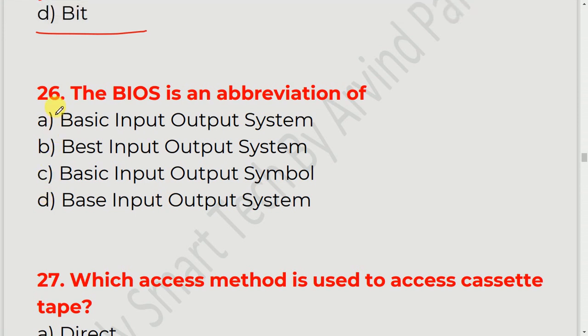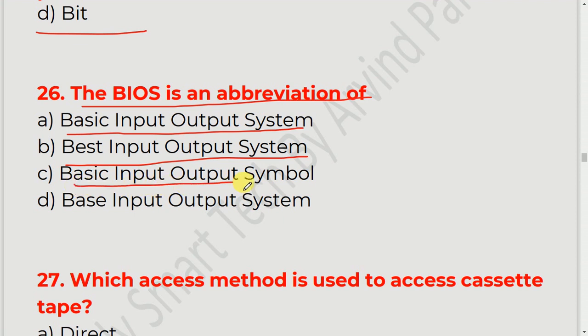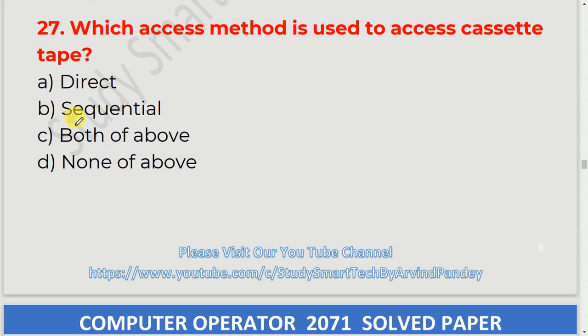Question number 26. The BIOS is an abbreviation of option A basic input output system, B best input output system, C basic input output symbol, D base input output system, and the correct answer is option A basic input output system. Question number 27. Which access method is used to access cassette tape? Option A direct, B sequential, C both of above, D none of above, and the correct answer is option B sequential.